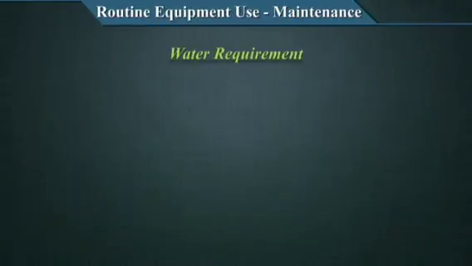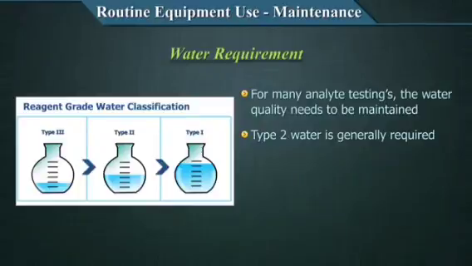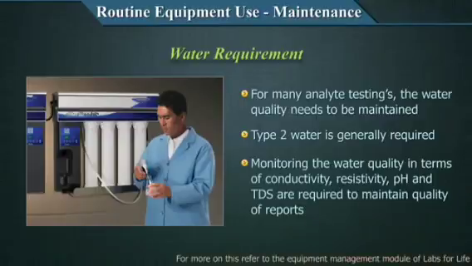So after electricity, there's another utility very important in the laboratory, that is your analysis water. For many analyte testing, the water quality needs to be maintained. Generally, it is type 2 water which is required. Monitoring of water quality in terms of conductivity, resistivity, pH and TDS or total dissolved solids are required to maintain quality of reports for many biochemical analytes. For more on this, you may please refer to the Equipment Management module of Labs for Life.